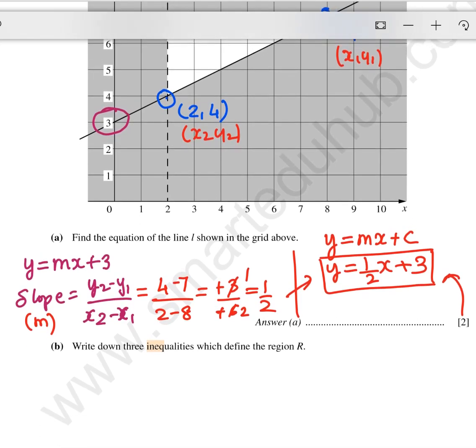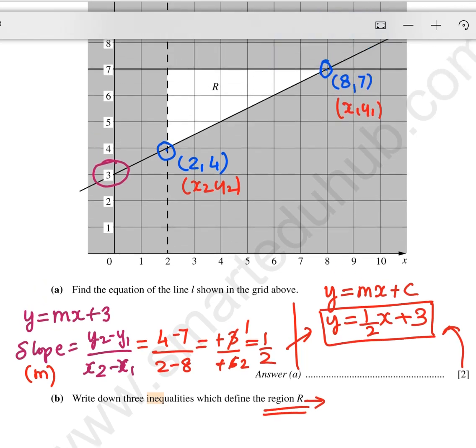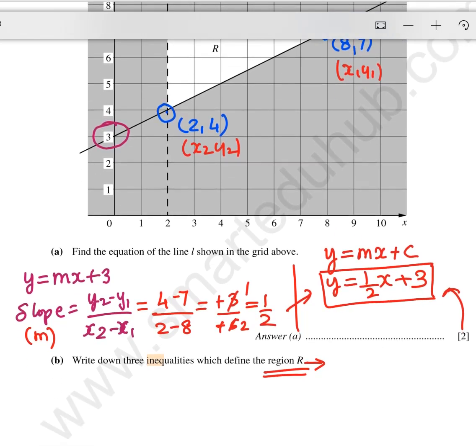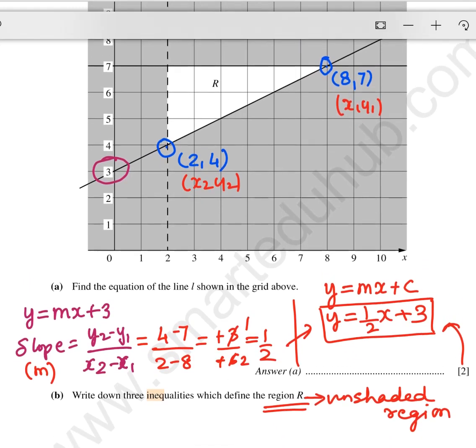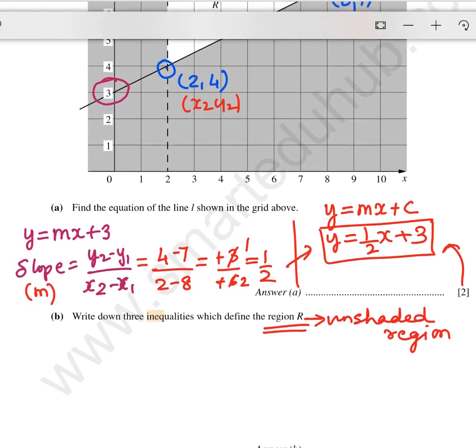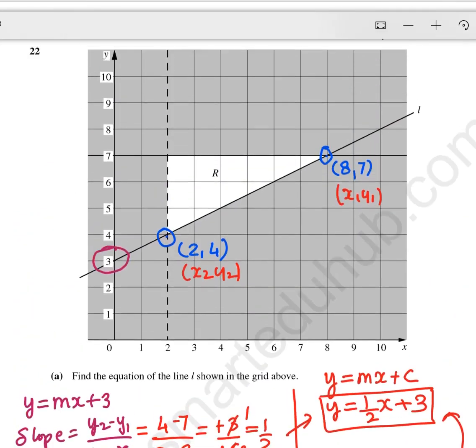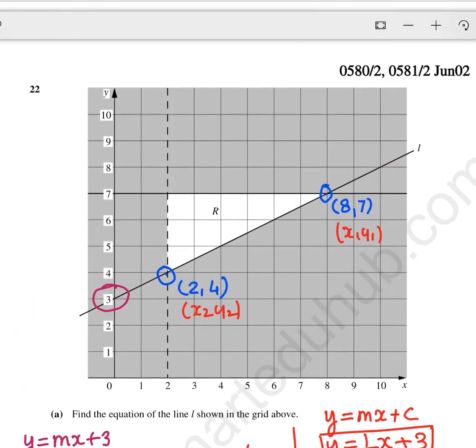Write down the 3 inequalities which define the region R. That means the region R is what? The shaded or the unshaded region? Let us check. It is the unshaded region. So we have to define this unshaded region, right? And how many lines are present? There are 3 lines. So there will be 3 inequalities. So now let us try and define the region R which is bounded by the 3 lines.